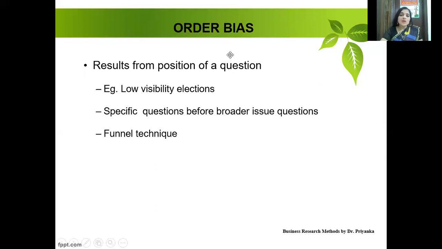Then order bias. How would you take care of the order bias? It results from the position of a question. For example, low visibility, specific questions before broader issue questions, and funnel techniques. If you use these two techniques, you will be able to save yourself from order bias.